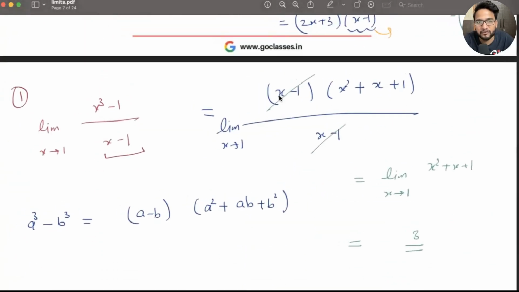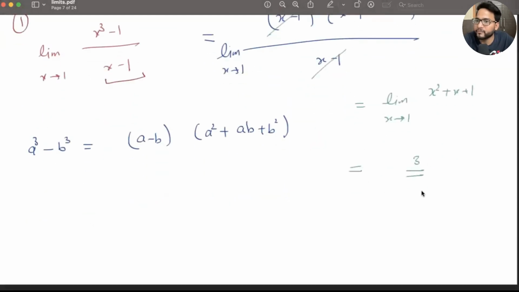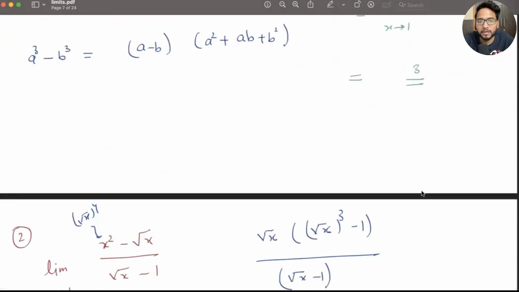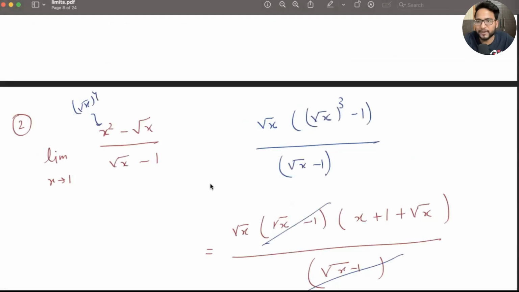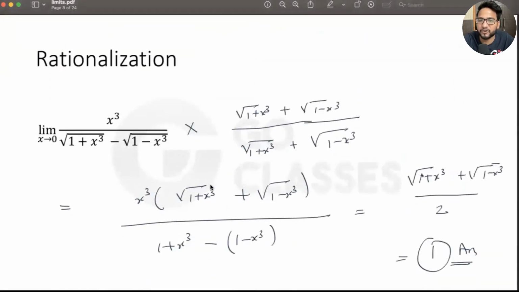For example, if you factorize x cube minus 1, it will be x minus 1 into x square plus x plus 1, and then you can cancel out. Now in the remaining term, if you put x equal to 1, it is not any indeterminate form, which means you can directly solve this, and 3 is the answer here. Okay, cool. Now the second question, similarly, you can just factor it out. If you know the formula, you can do it. Otherwise, we might not be needing this particular method. This is just for the sake of completion.